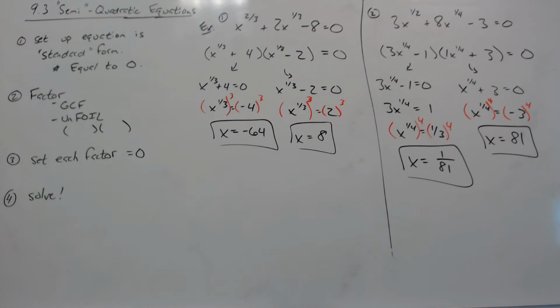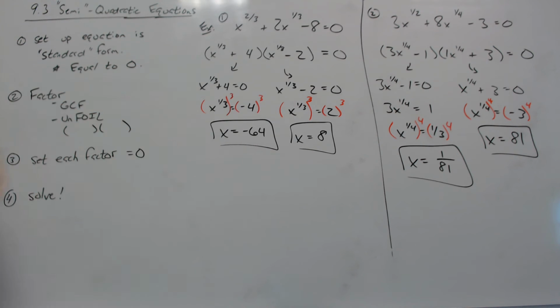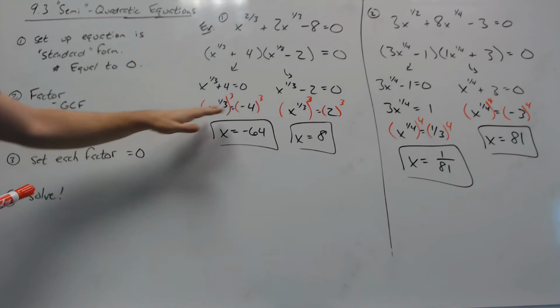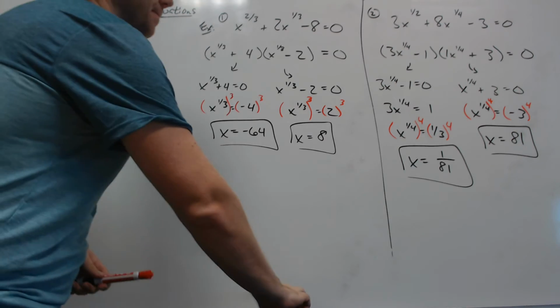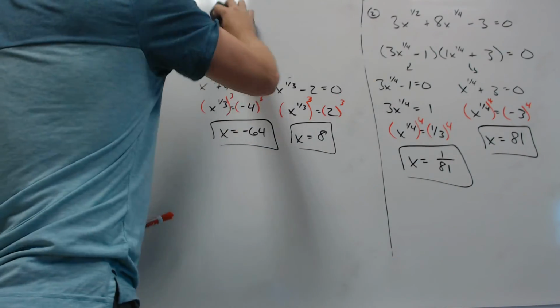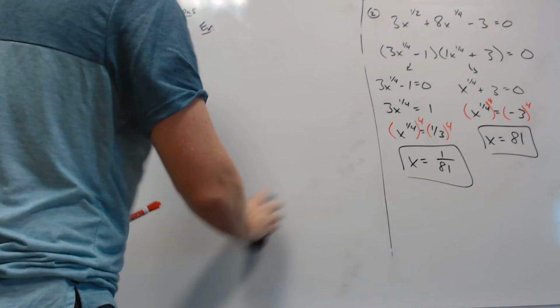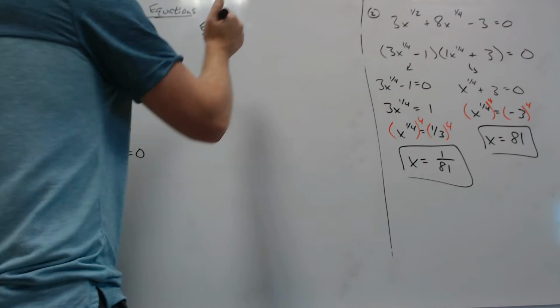So both quadratic in nature, factored them, set each factor equal to 0, and we solved using a little bit of mod 8 to solve for x by using properties of exponents. Okay, I've got one more example to do. We'll just do one that doesn't have rational exponents. This time we'll put one in that has negative exponents.